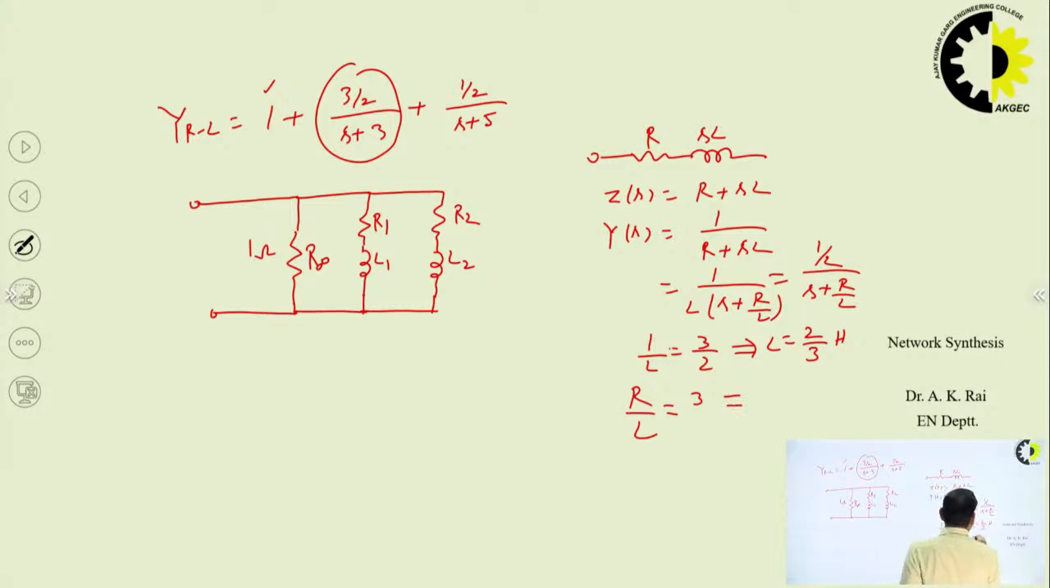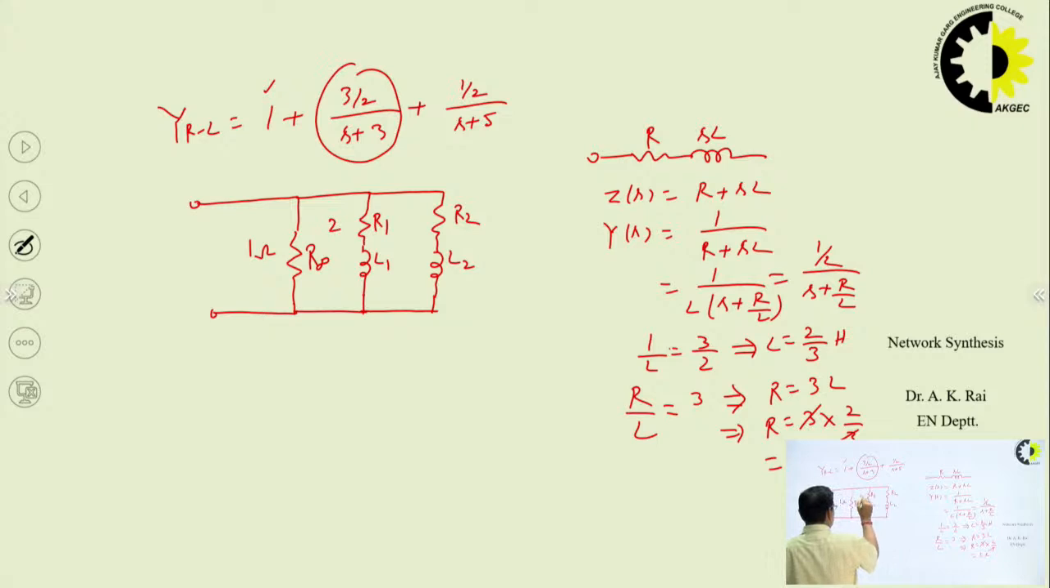So R is equal to 3L. So R is equal to 3 into 2 by 3. So it is 2 ohm. So it is coming 2 ohm and 2 by 3 Henry.